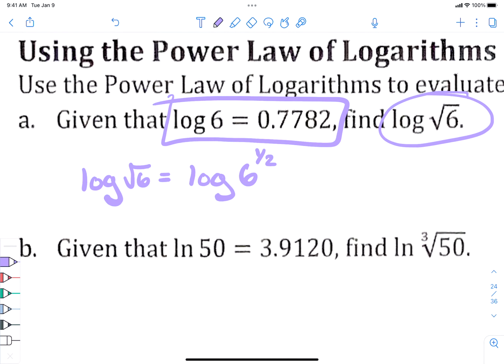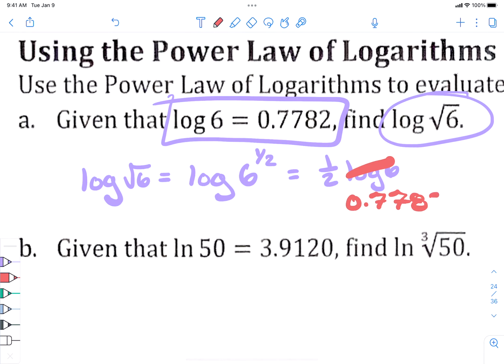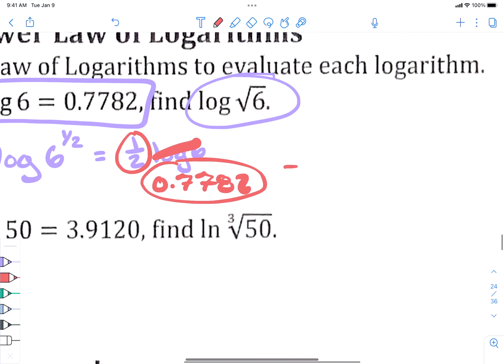But that means that the half can come down in front. So half log 6, right? Okay? But we know that log 6 is 0.7782. So I just multiply those two together, right? 1/2 times that. Which is?